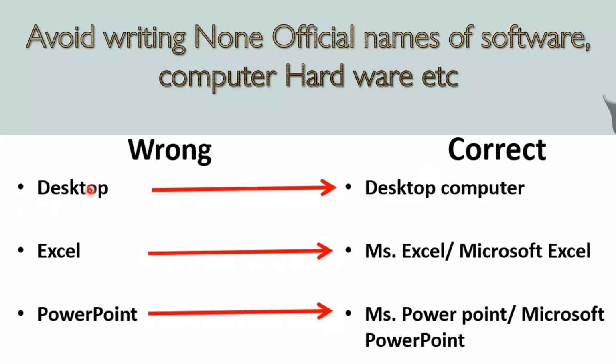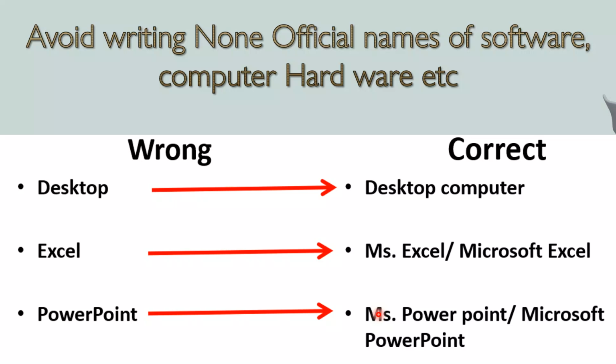If you meet a question and the answer is supposed to be desktop computer, please don't write only desktop. Go ahead and write the word desktop computer. If the answer was Microsoft Excel, don't write only Excel. Because there is Excel high school, there is Excel secondary school. Please, at best, you can write MS Excel because this one is recognized worldwide. So, write MS Excel or Microsoft Excel.